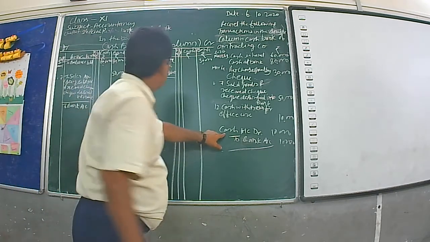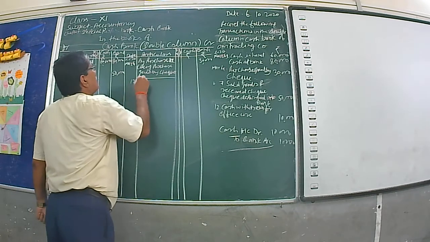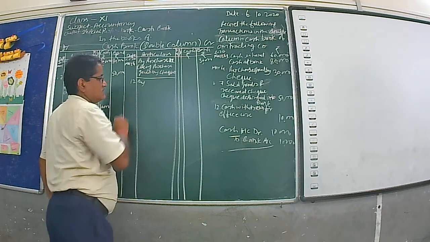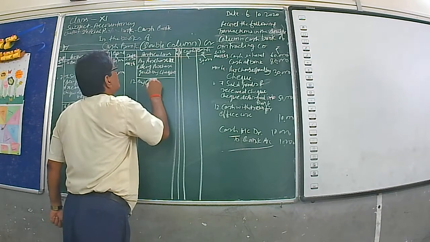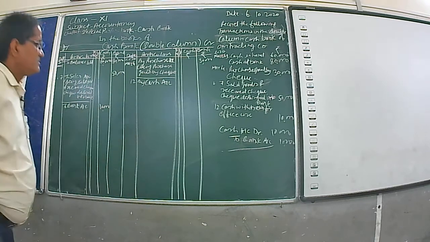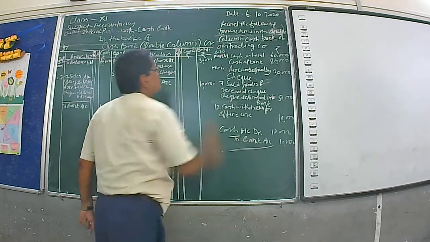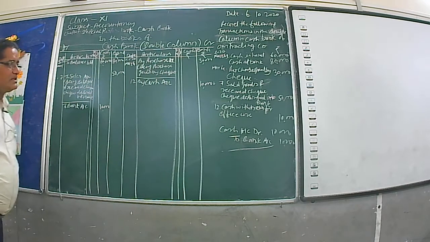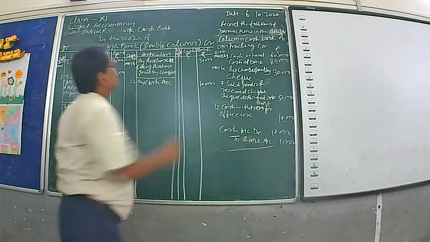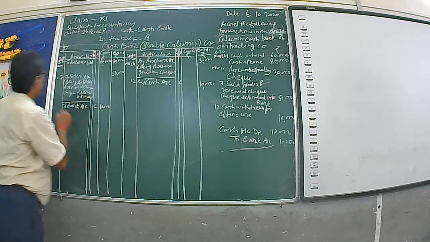And next, on the same date, 12, by cash account, and the amount will be in the bank column, 10,000. For this one you will have to note C here, March 12.